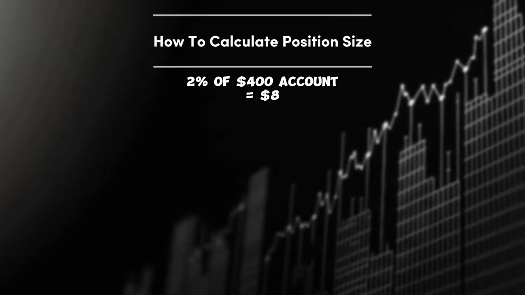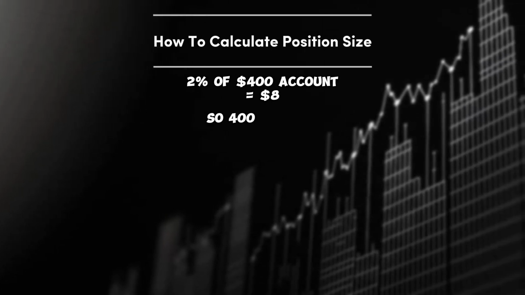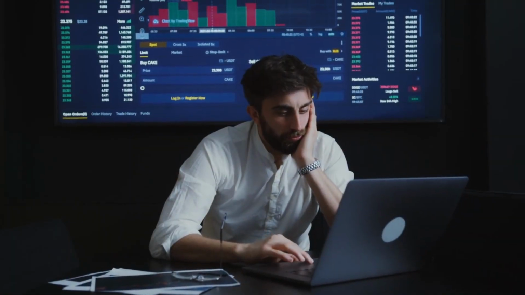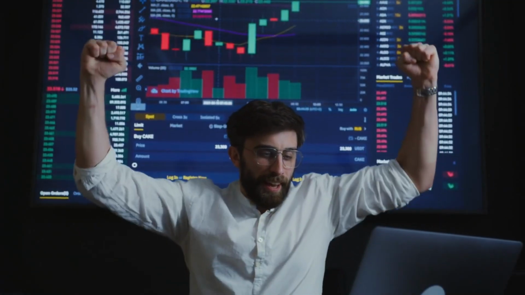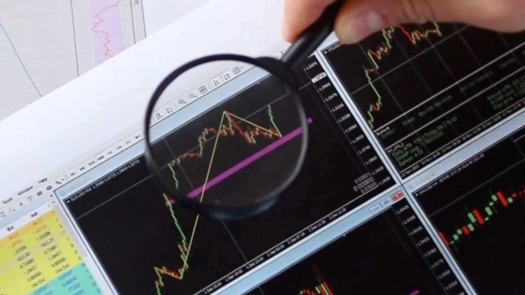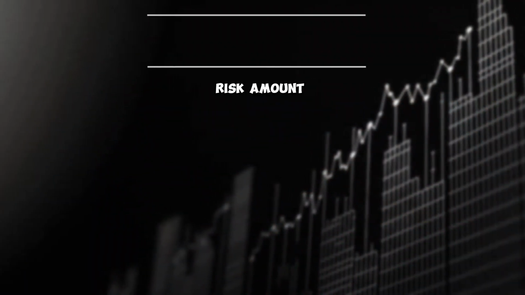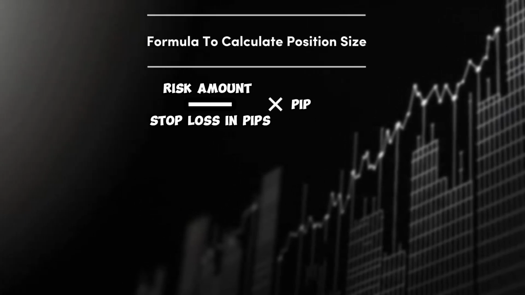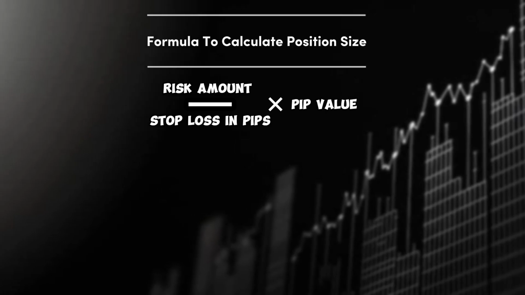That means before I'll be able to blow a $400 account, I must have 50 losses. Is it really easy to have 50 losses in a row if you know what you are doing? If you don't even know what you are doing, luck could even have it that you might still have some winning trades out of the 50. Although trading is not about luck, trading is about skill and analysis. The formula to calculate position size is simply risk amount divided by stop loss in pips times pip value. That is how you get your position size.